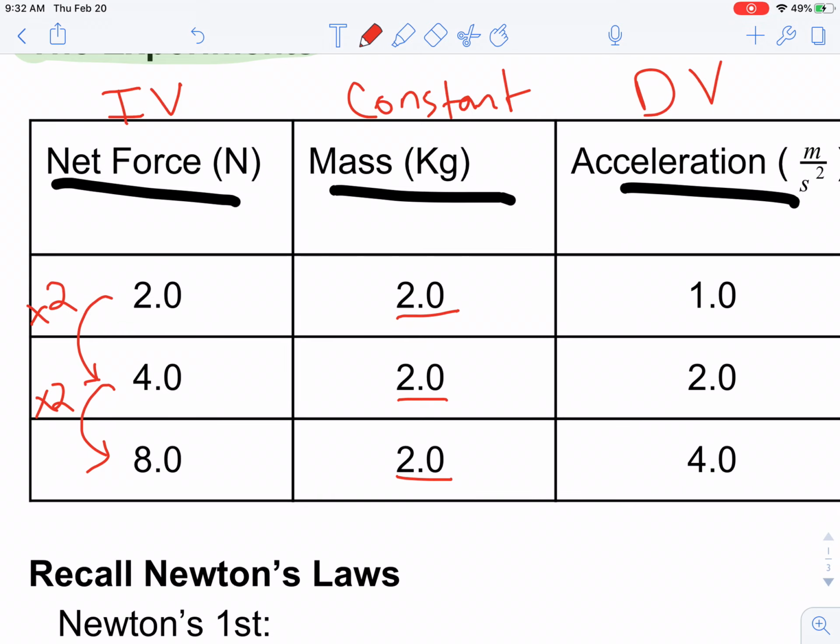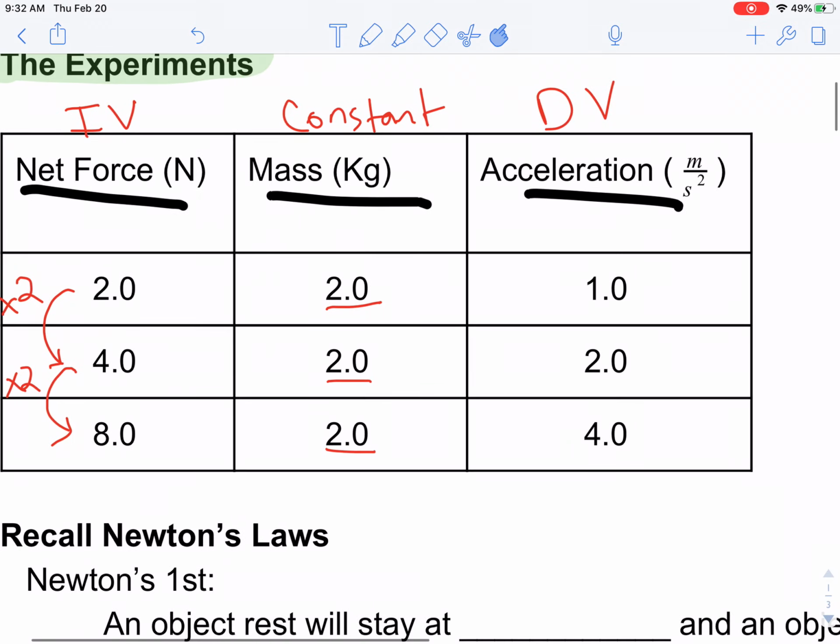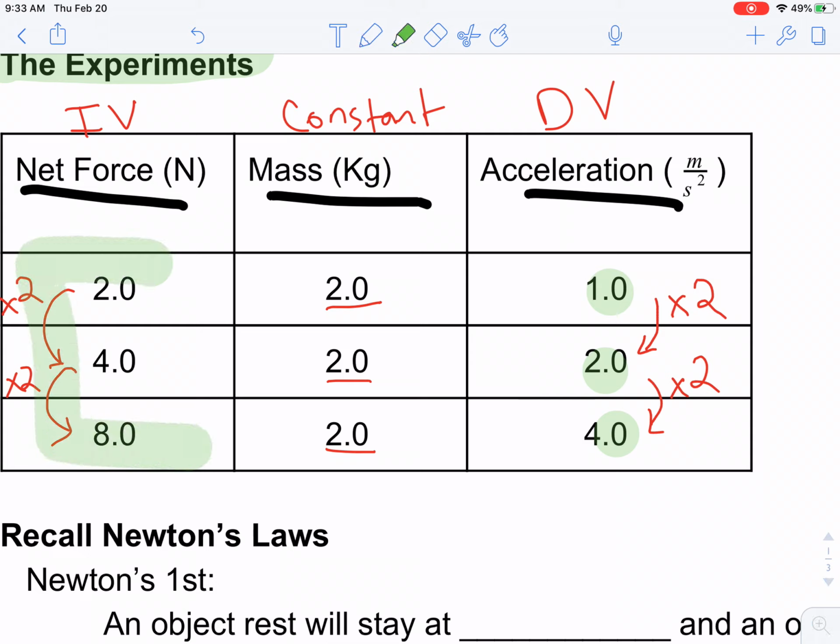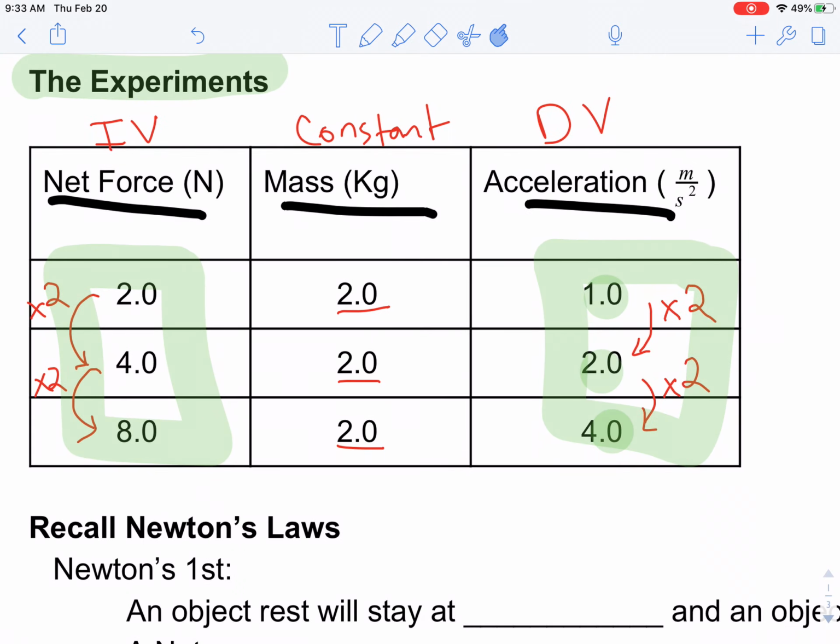And what did they notice? They got an acceleration of 1 meter per second squared for this first trial, 2, and then 4. So when they doubled the net force, they noticed that the acceleration also doubled. Okay? That is the definition of a direct relationship. So they just discovered that net force and acceleration have a direct relationship.